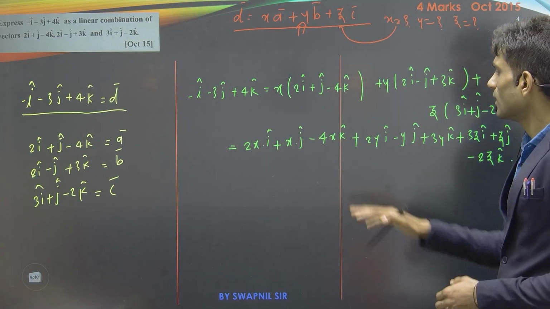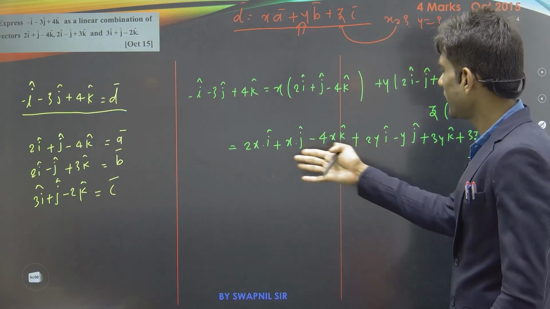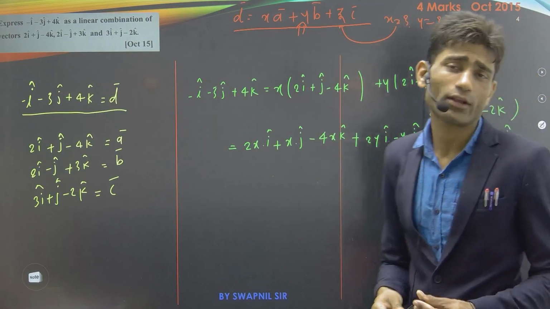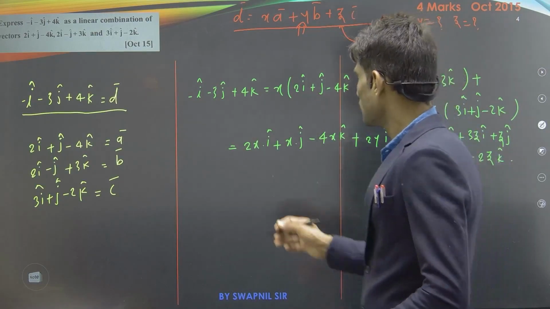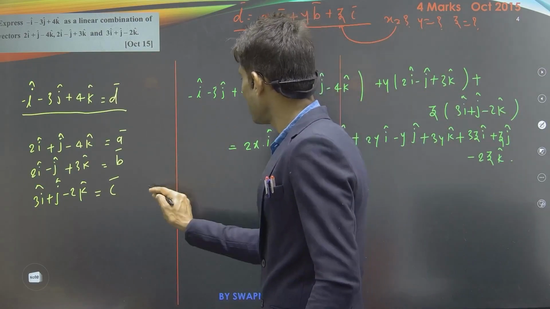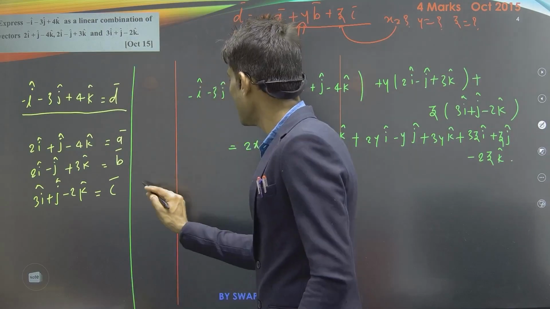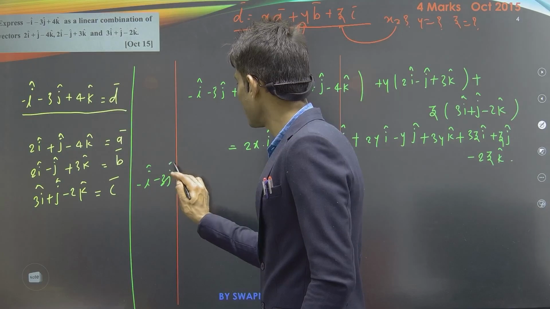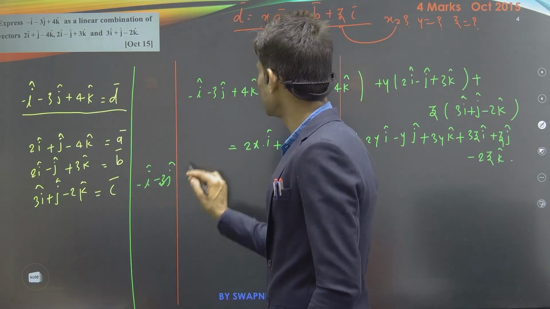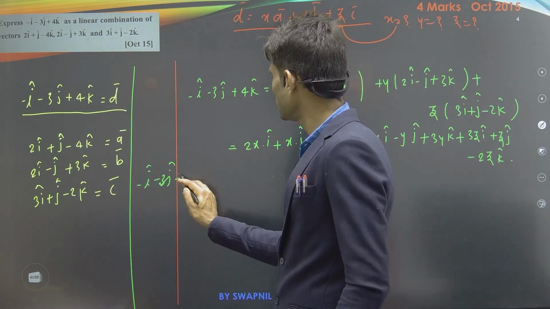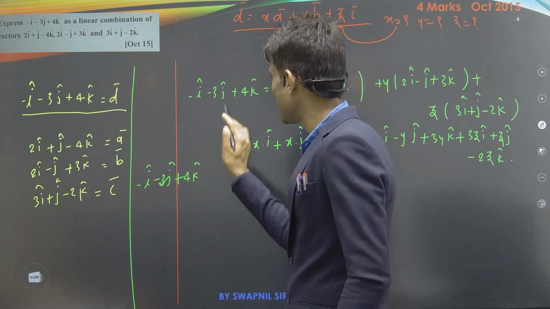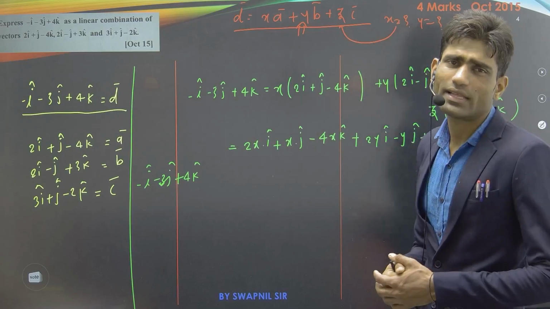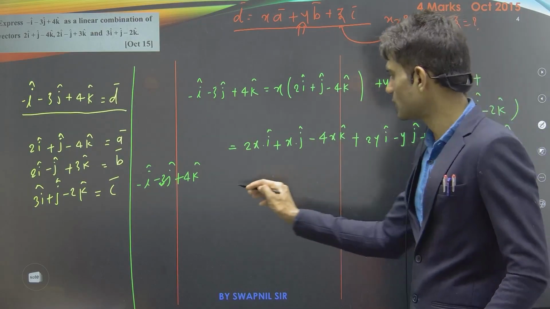This one is our under bracket multiplication. Take i common together, j common together, and k common together. So on the other side, keep it as it is: minus i cap minus 3j cap plus 4 times k cap. Keep it as it is. What I have done is just replace the values here, because the questions are quite big and time taking.